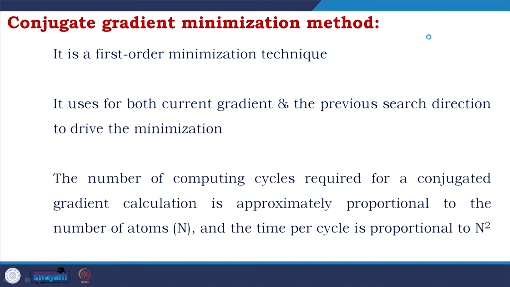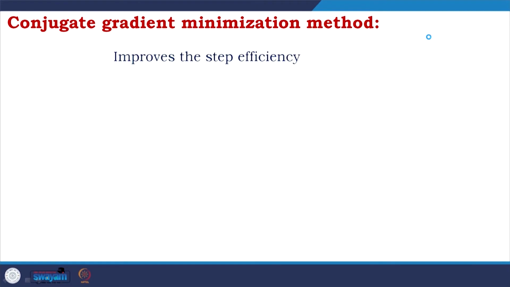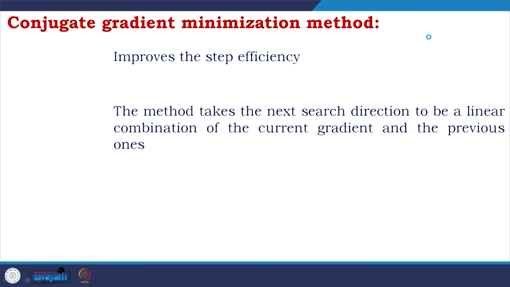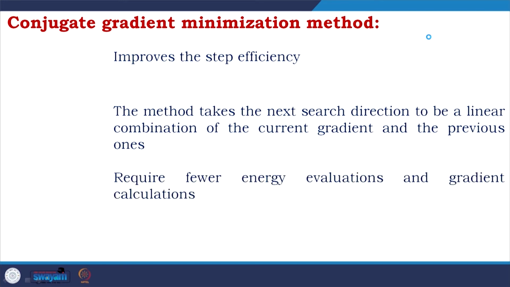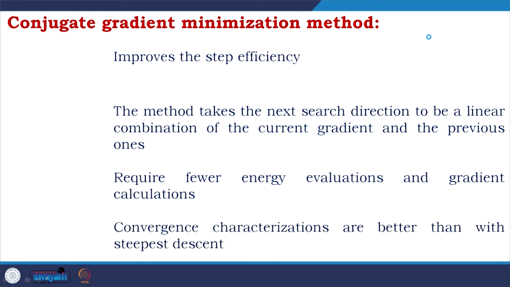The number of computing cycles required for a conjugate gradient calculation is approximately proportional to the number of atoms. So, with increasing number it increases, and the time per cycle is proportional to n square. It improves the step efficiency. The method takes the next search direction to be a linear combination of the current gradient and the previous ones, requiring fewer energy evaluations and gradient calculations. Convergence characteristics are better than with steepest descent.